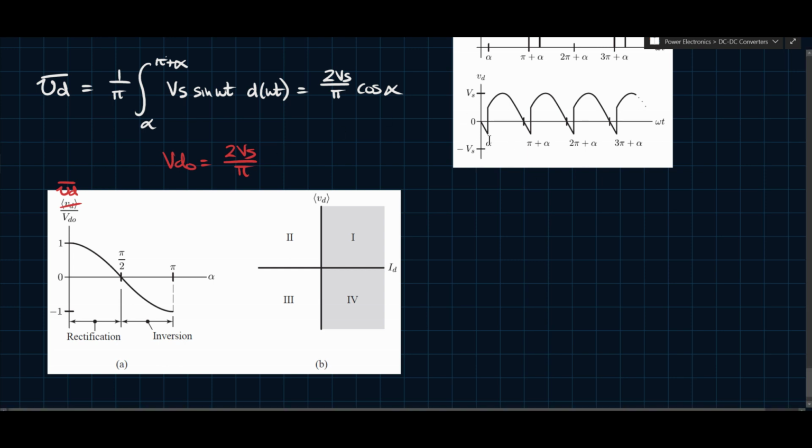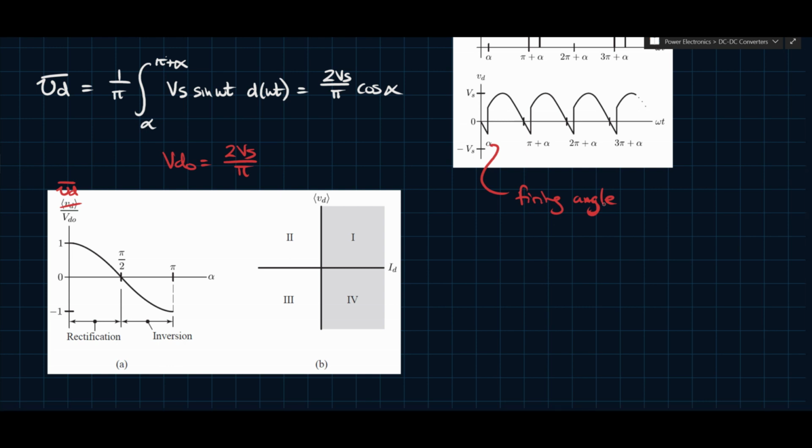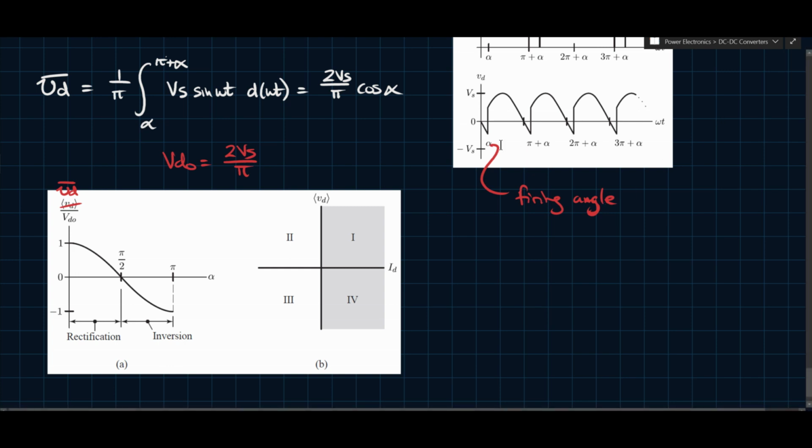Here we have this alpha, and again, alpha is the firing angle. The firing angle is basically the difference between where a normal full bridge based on diodes would start conducting. In a full wave rectifier with diodes, this time would actually be at 0, this one at pi, and this one at 2 pi, but you have that alpha, that sort of delay, there.